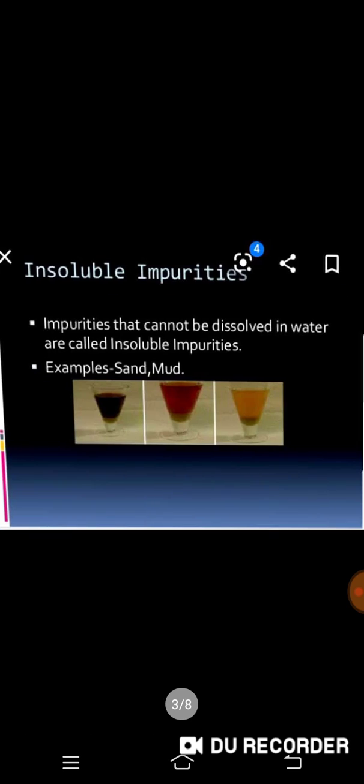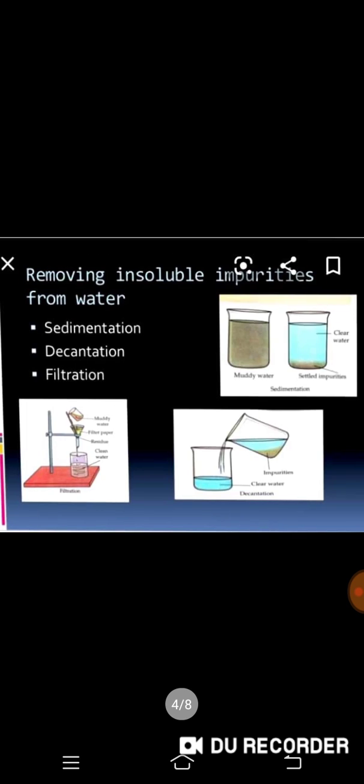And next is insoluble impurities. Impurities that cannot be dissolved in water are called insoluble impurities. For example, sand, mud, and grit. Now, we can remove these insoluble impurities from water, and there are three processes in your syllabus. First is sedimentation, second is decantation, and third is filtration.